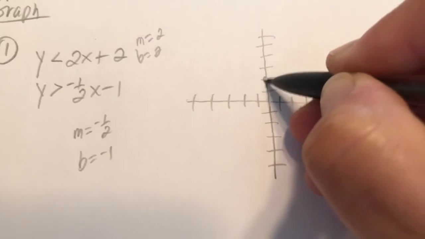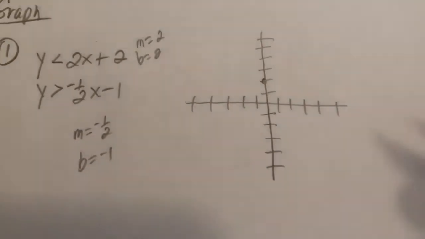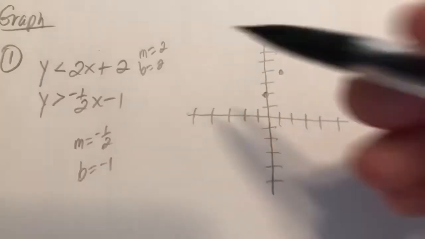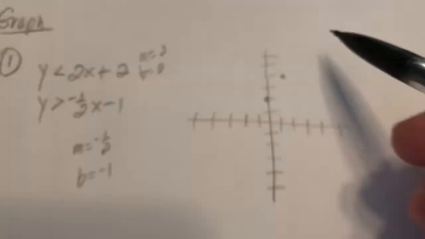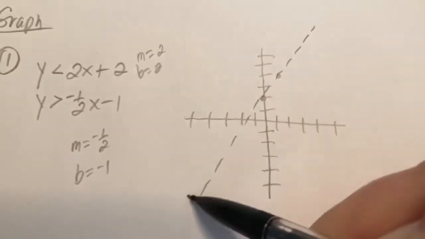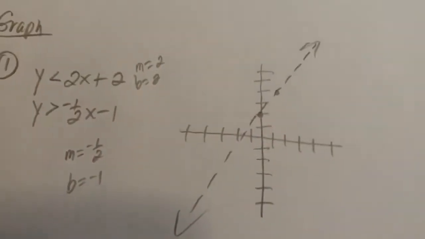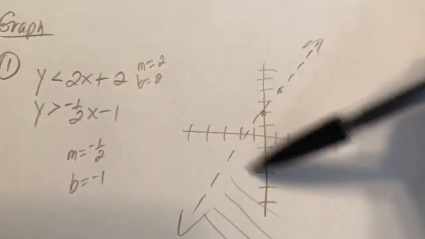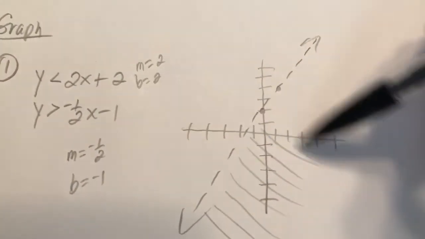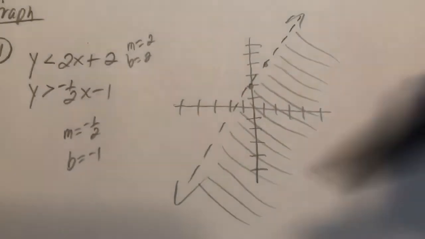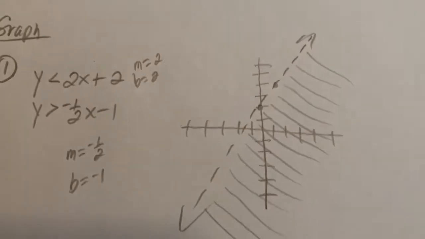We start at 2. We go up to the right 1. Since it is less than, it is a dotted line. And be very careful with shading here. Less than, we shade below, but because I'm graphing more than one, I like to use just lines on this problem. And I go perpendicular to the line I just made.